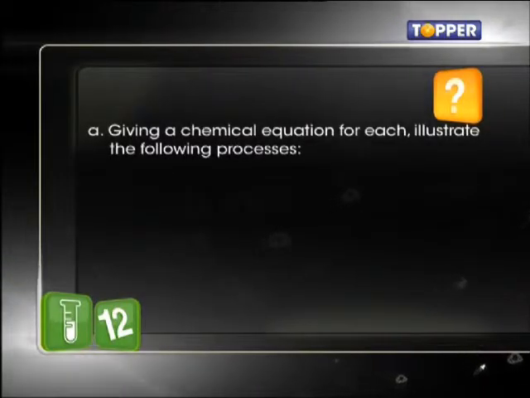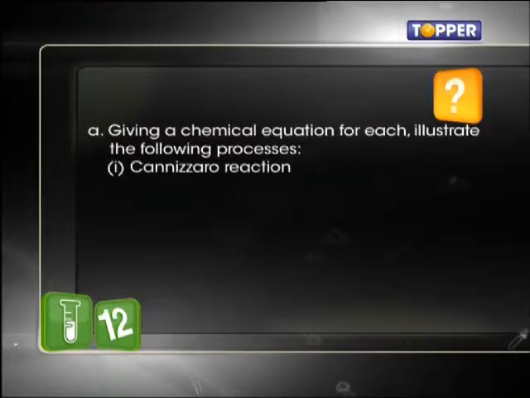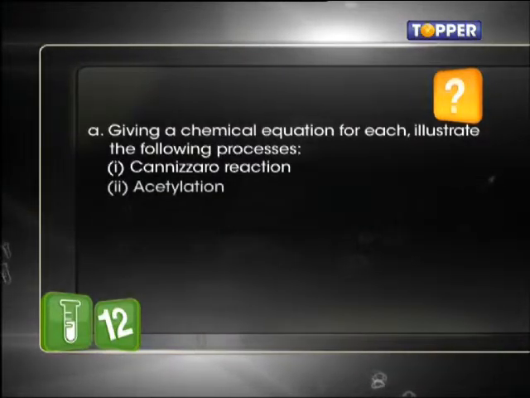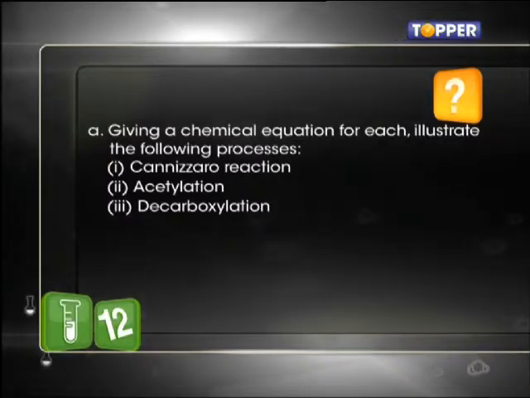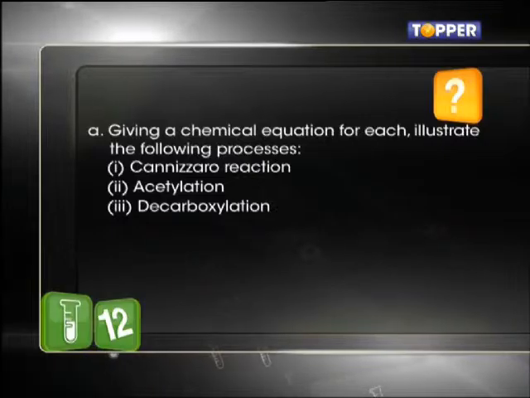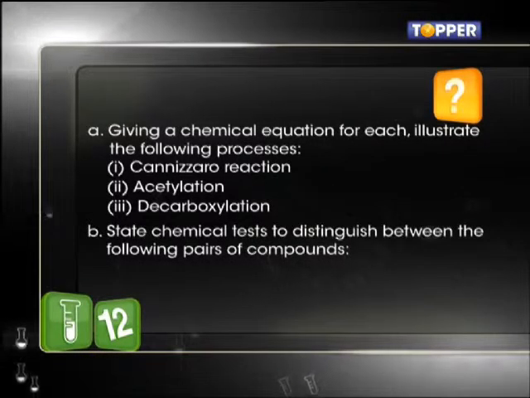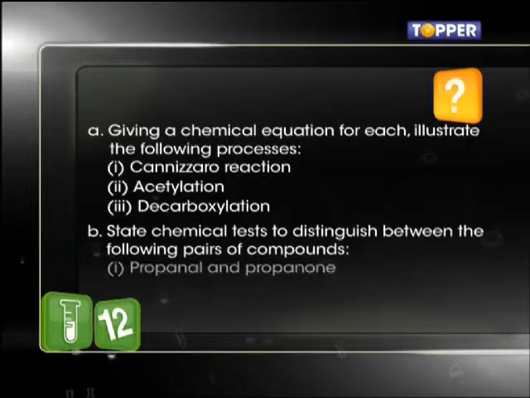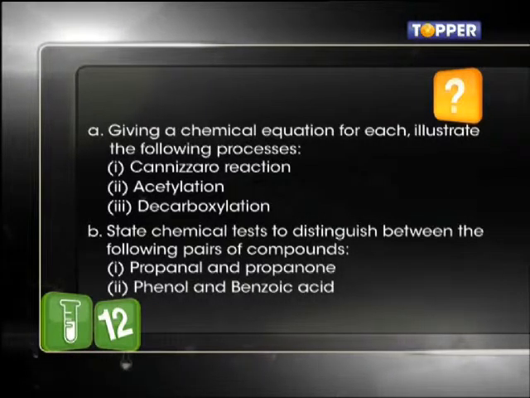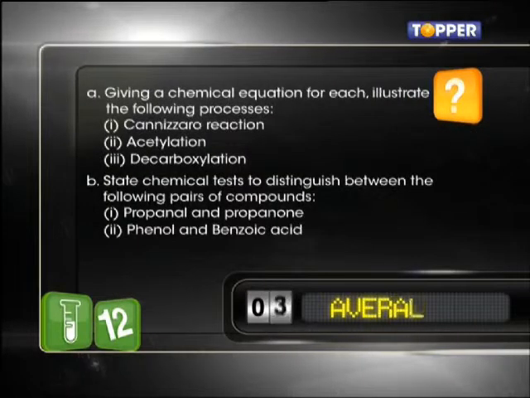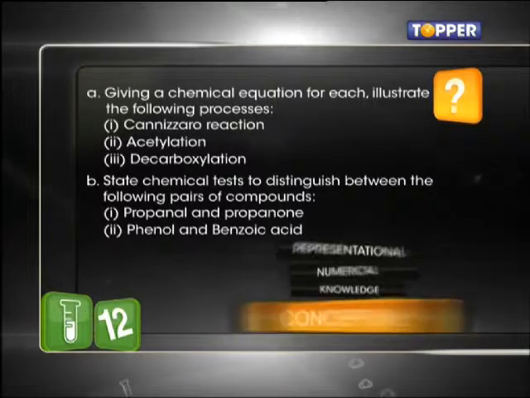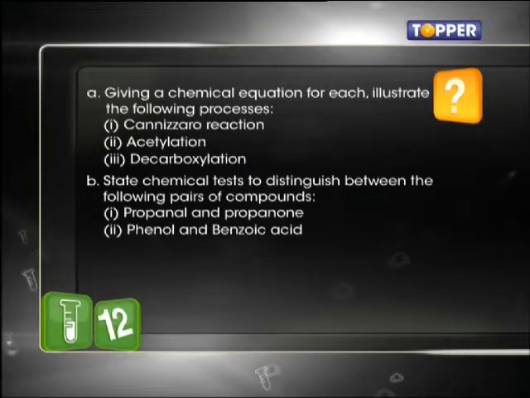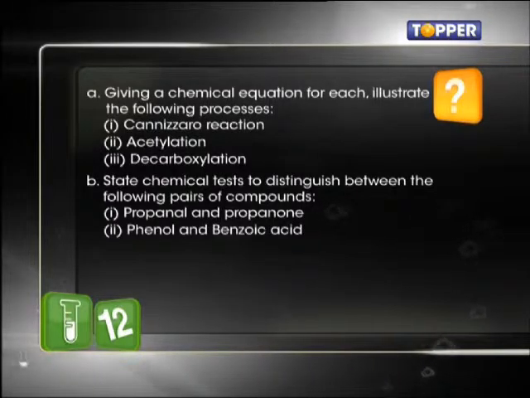You have to illustrate these processes: 1. Cannizzaro reaction. 2. Acetylation. 3. Decarboxylation. Also give a chemical equation for each. Not only that, state the chemical test to distinguish between 1. Propanal and propanone and 2. Phenol and benzoic acid. This question is a 5-marker. Since it is a conceptual question, our advice is that you should learn the names of all the reactions well before you enter the examination hall.